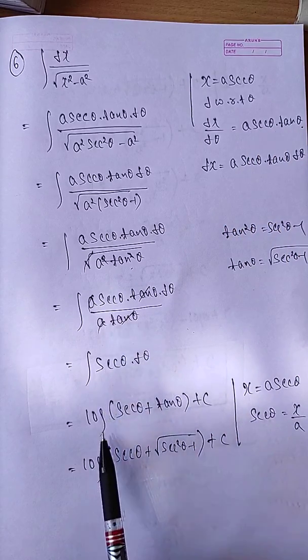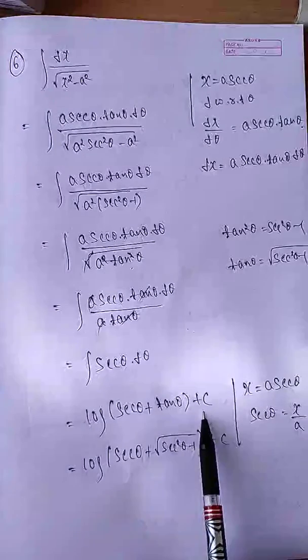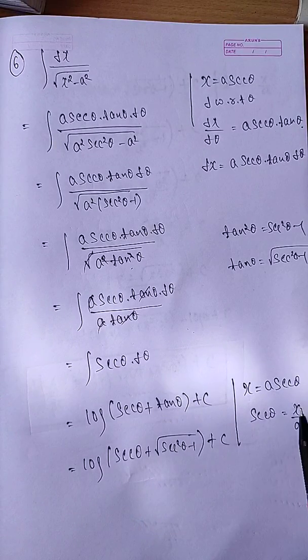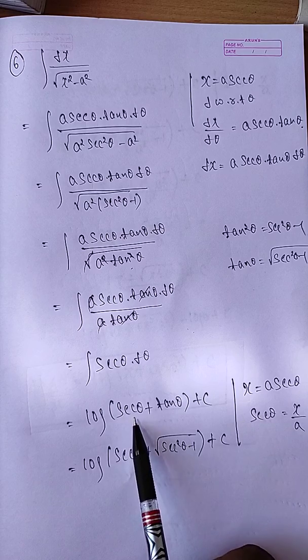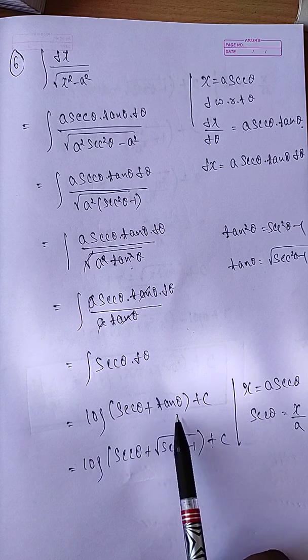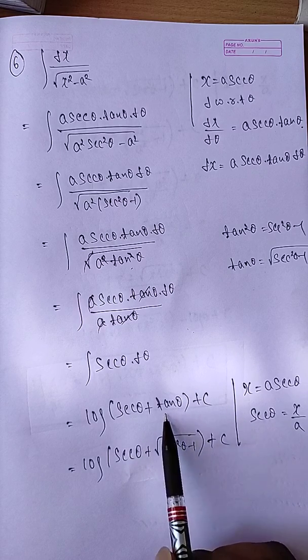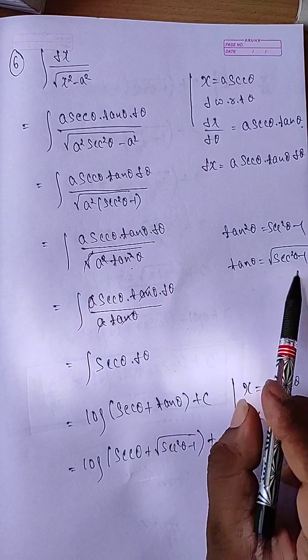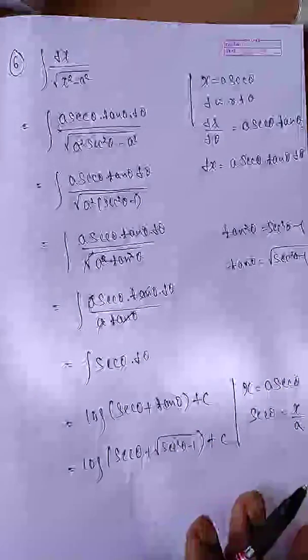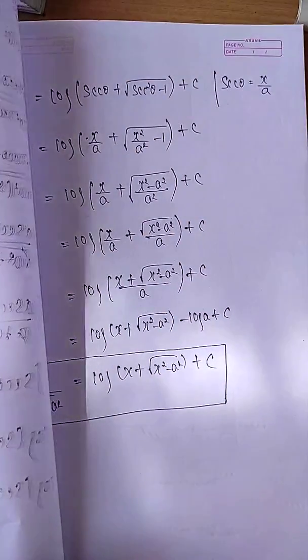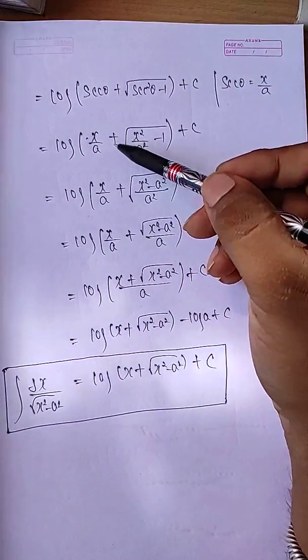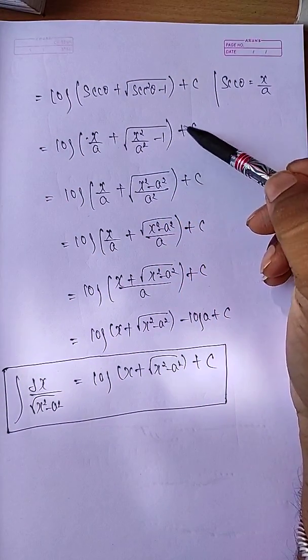Integration of secant theta is log of secant theta plus tan theta plus c. Here we are replacing secant theta as x by a, and we have a tan theta here. Tan theta can be written in the form of secant like this: tan theta is root of secant square theta minus 1. So replacing secant theta as x by a, we get log of x by a plus root of x square by a square minus 1, plus c.